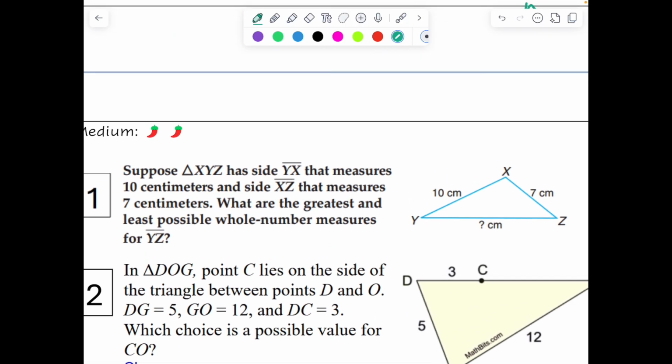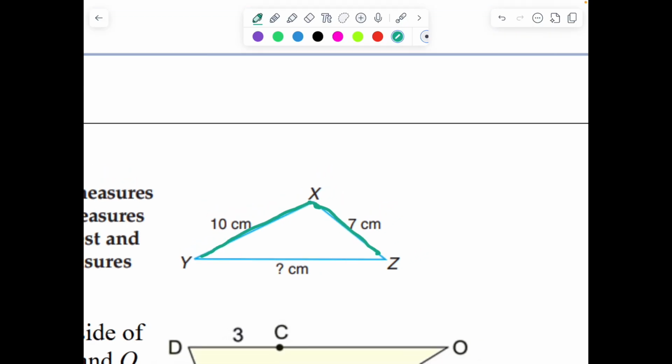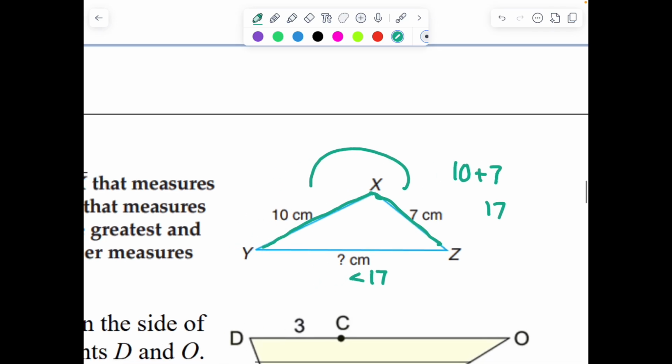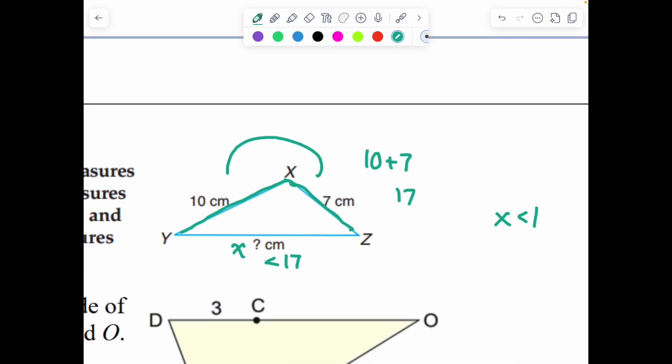Moving on to the medium section, we have this triangle where side YX, so that's this side, is 10, XZ is 7, and then what is the greatest and least possible whole numbers, okay? So first, we could pretend like these are the shorter sides, so 10 plus 7 is 17. So this longest side has to be less than 17, right? Because these two sides added together have to be greater than the longest. Let's call this X right here. So X has to be less than 17. It can't be any bigger or else these two sides wouldn't reach.